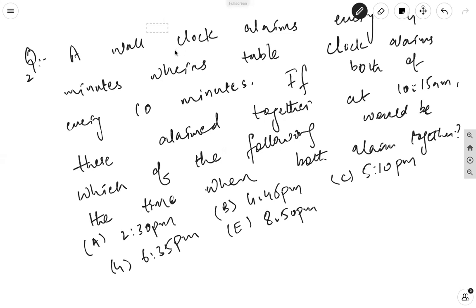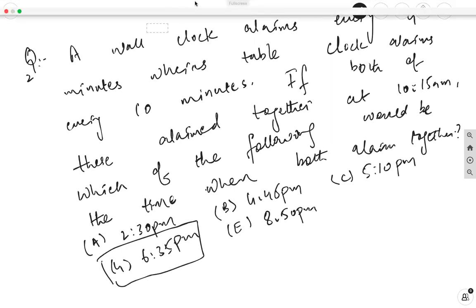Option D, 6:35 p.m. Yes, exactly. This is a very basic question. I was just showing you the way an LCM question is asked in the exam. In the scenario, we have two clocks alarming at different intervals, one alarm every 4 minutes and the other alarm every 10 minutes. So we just need to find the least common multiple of those.